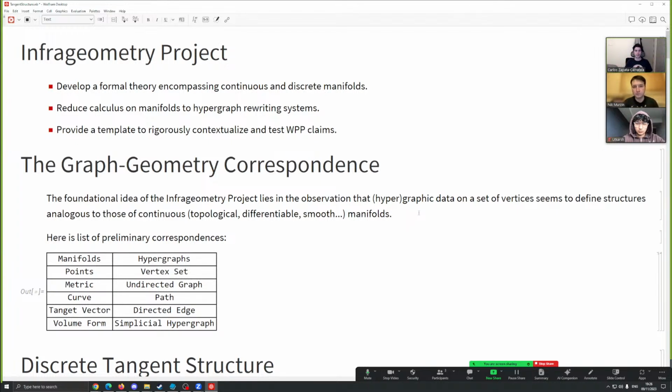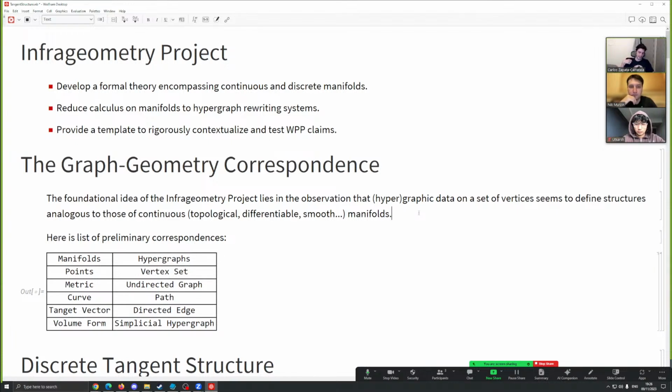So the goals here are to provide a template for a rigorous context where the claims of the Wolfram Physics project can be tested, because many of these claims are, in typical Stephen Wolfram style, given out as hopeful claims and very interesting claims. But to have a formal framework to test them, we need some overarching theories.